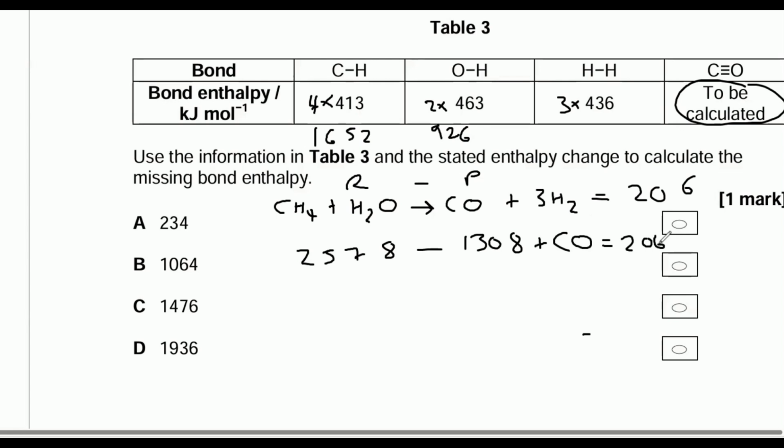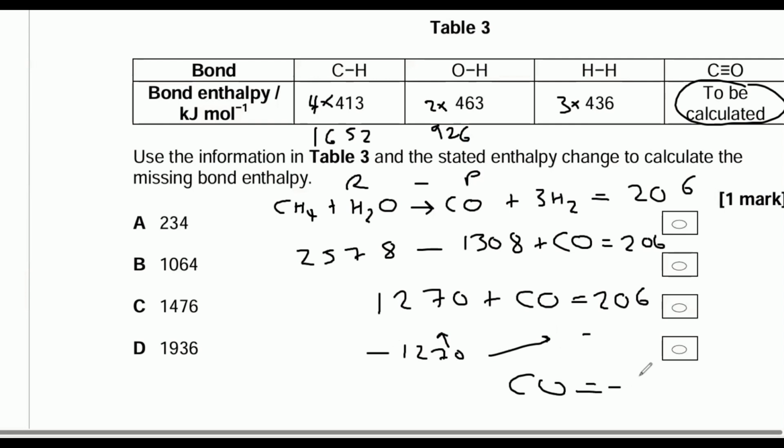And so what we want to do is simplify this bad boy. If we do that, we're going to do 2578 minus 1308, and that is going to give me 1270 plus CO equals 206. I now want to get it so I've only got CO on one side, so I'm going to minus 1270 from both sides. Okay, see how this works out. So we're going to end up with 206 minus 1270 equals, CO is equal to minus 1064.